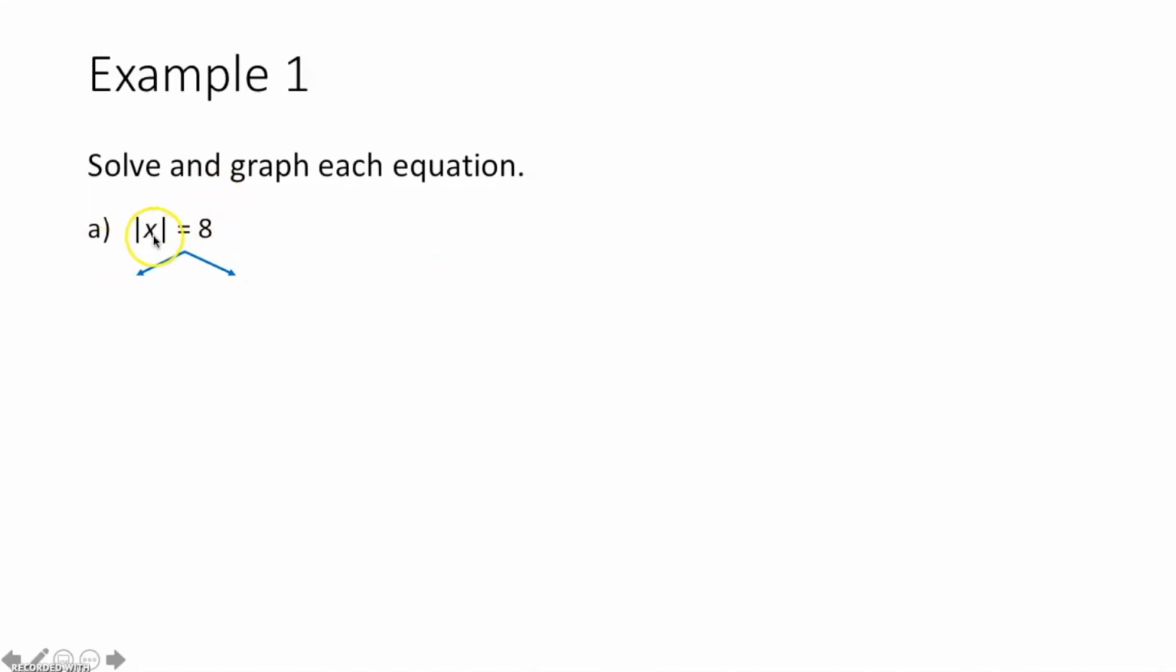So whatever's inside the absolute value is going to stay the same. So we're going to have x is equal to, x is equal to. And they're going to be equal to opposite expressions. So it's going to be x is equal to 8, x is equal to negative 8. Sweet. Now we have our 2 possible answers, so we need to check our solution. So we're going to take each of these possible answers, plug them back in for x in our original absolute value equation, and see if it checks out.